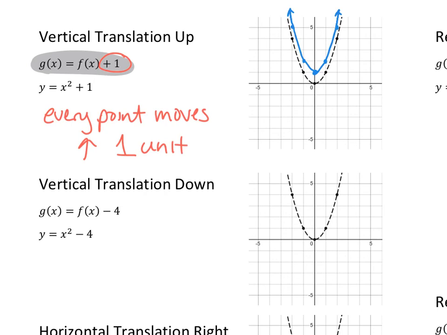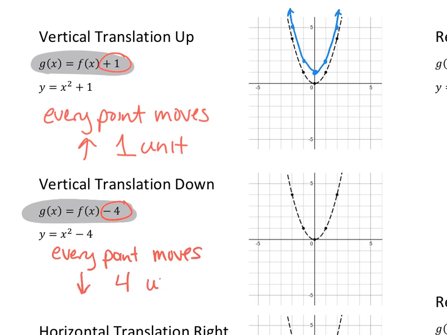Cool. Let's do the next one. What's going to happen in this next one? It's going to go down. How do we know it's going to move down? Because there's a negative at the end. It's not inside. And how many is it going to move down every time? 4. So every point is going to move down 4 units.